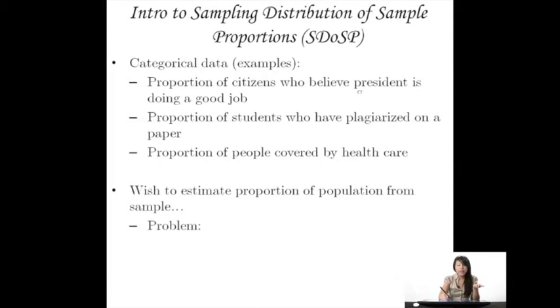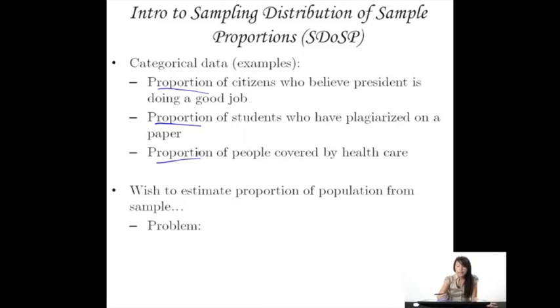So then, at the end of that data collection, what you get is not a mean or a median, but you get something like a proportion of citizens who believe the president is doing a good job. Something like 43%, 64%, 29%, right? Or another example might be proportion of students who have plagiarized on a paper before. So here we're getting proportions, right? They're not means or medians, they're just percentages of the entire sample. And finally, another one that's been talked about a lot these days is the proportion of people covered under healthcare.